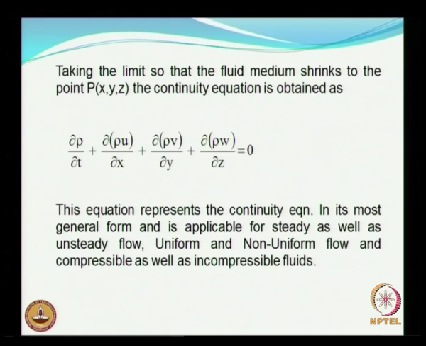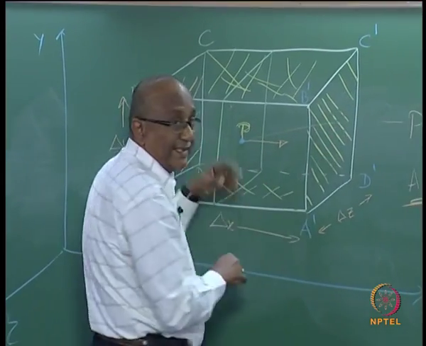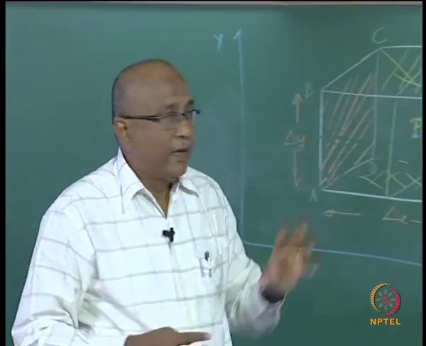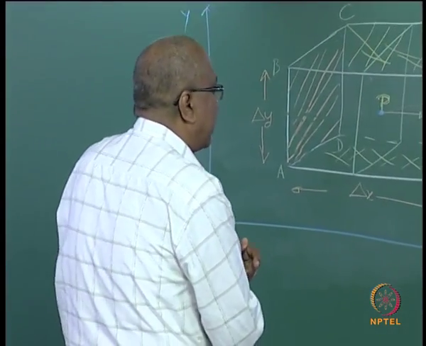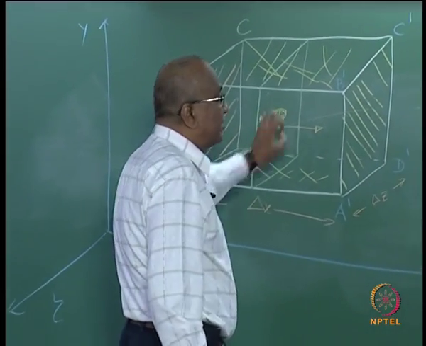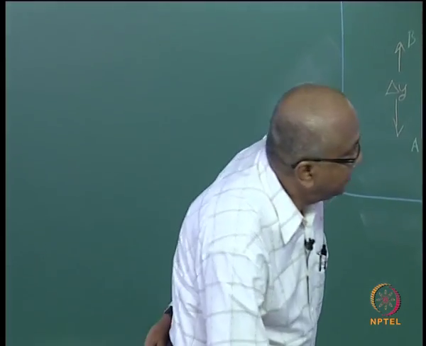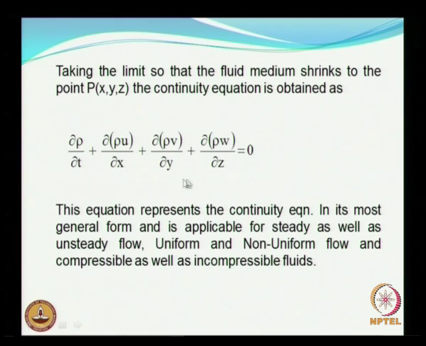Once you do that, you are going to get, taking the limit that the fluid medium shrinks to the point P, the entire fluid medium, that we have now expanded the whole thing just to understand how these different components act. If you assume, taking the limit so that the entire fluid medium shrinks to point P, the continuity equation is obtained as we have seen earlier, and this is going to be the continuity equation.